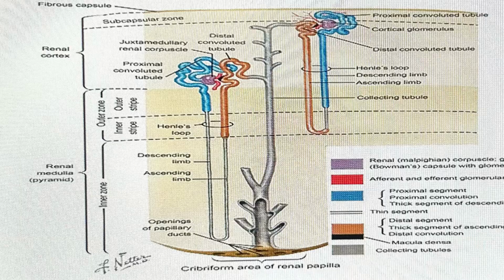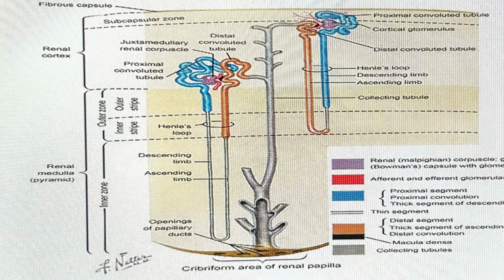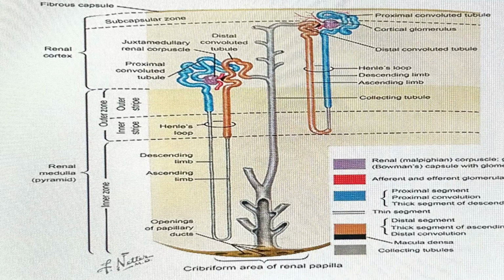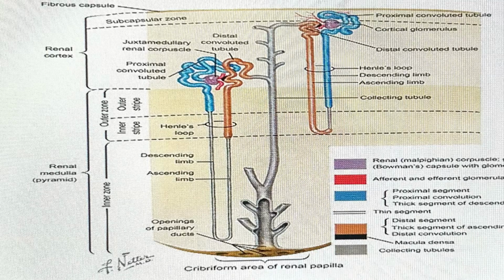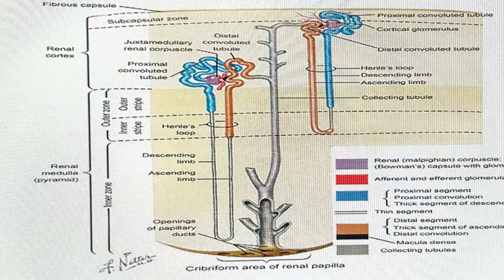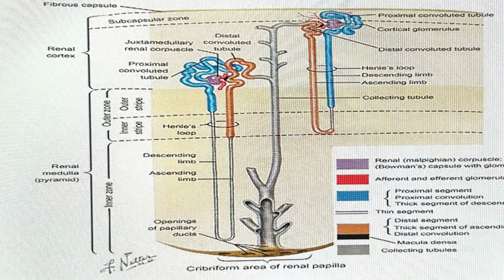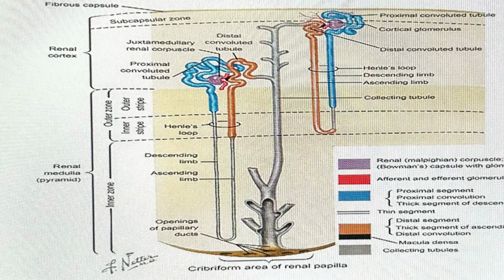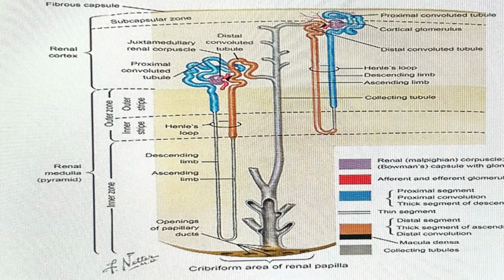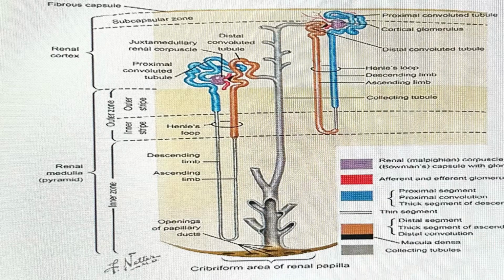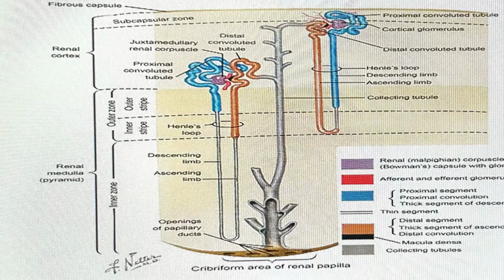Your thin ascending limb is highly impermeable to water but permeable to solutes. Your thick ascending limb, on the other hand, is the primary site of sodium reabsorption and is not permeable to water. So it makes the urine diluted. And they reabsorb a large amount of potassium, calcium, and magnesium.